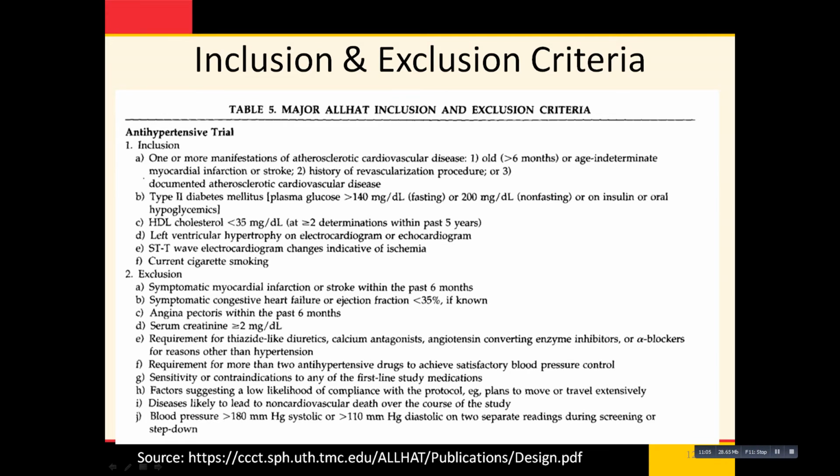So we can look at several of these inclusion and exclusion criteria and determine whether we feel that they limit participation. For example, in 2F, if you knew that there was a requirement for more than 2 antihypertensive drugs to achieve satisfactory blood pressure control, that might suggest it was a less severe population, although we know 75% of individuals will require at least 2 antihypertensives. So the majority require 2. The question is how many require 3, and when we look at this criterion, how does that affect our ability to generalize the results from this to the larger population at hand?